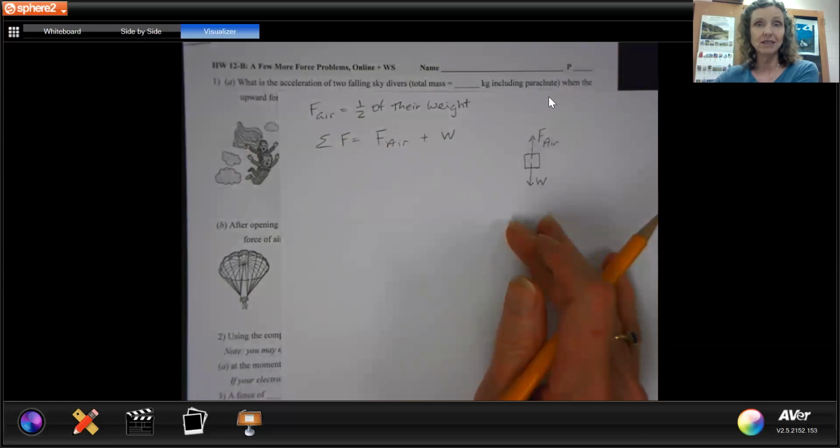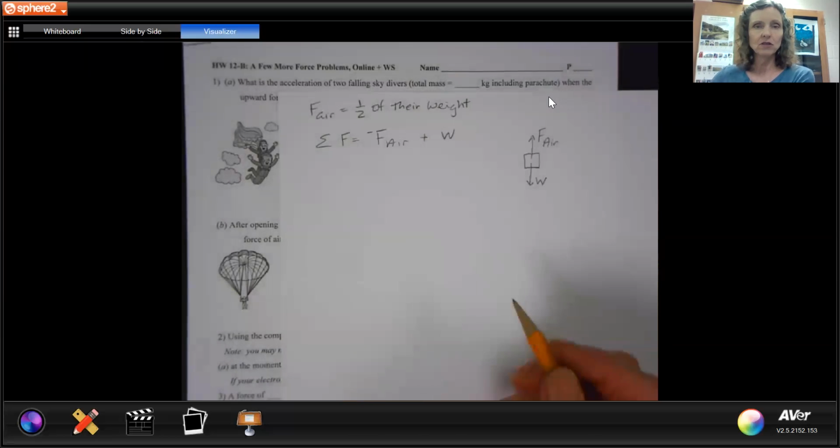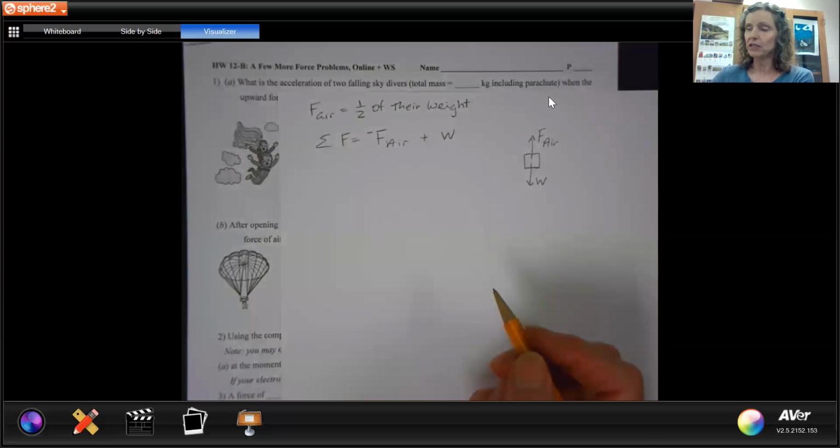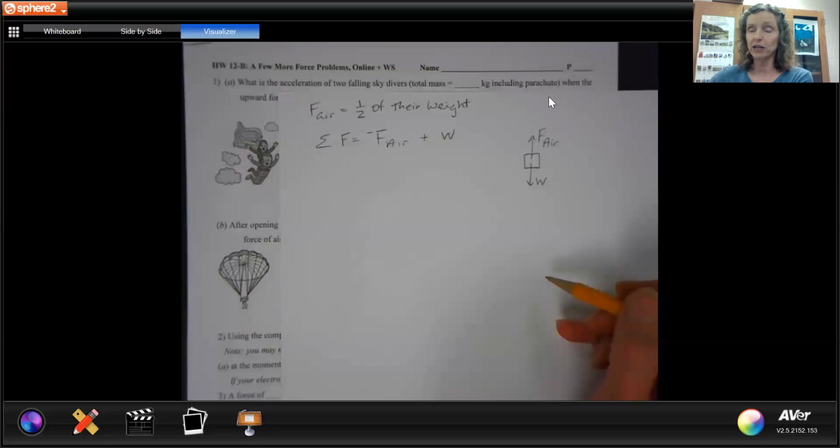Or weight could be negative because it's down. Friction could be positive because it's up. I said friction because that's actually what air resistance is. So I tend to make frictions negative. So I think I'm going to go with an Atwood convention here and say the force of the air is negative and the direction of motion is going to be my positive direction. But it will work fine if you do it the other way also.